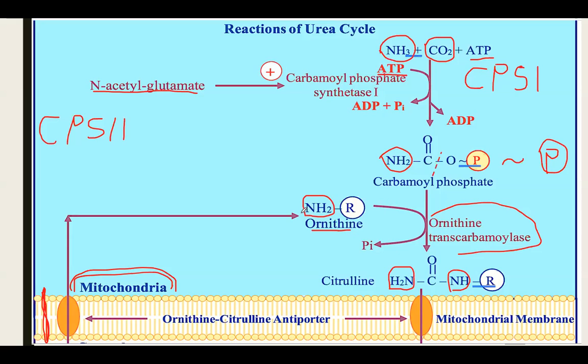Ornithine is an amino acid which is not found in protein. As I said before, we have many amino acids in our body which are not found in protein. They are free amino acids. Ornithine will be conjugated to carbamoyl phosphate. What is R? I said R in the first part of the lecture. Anyone remember what R is?